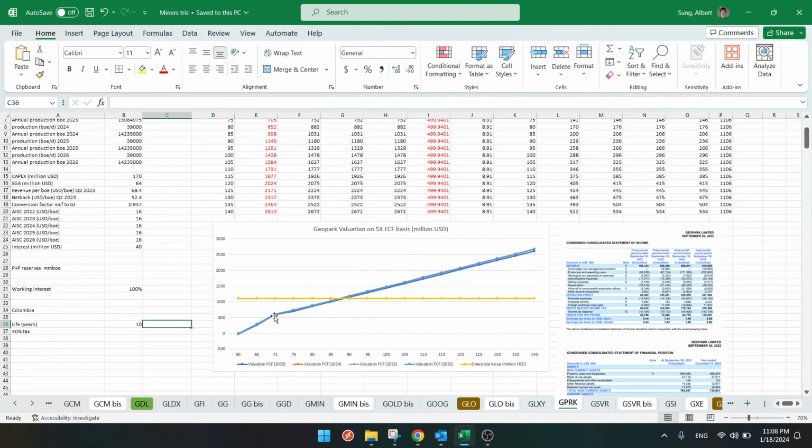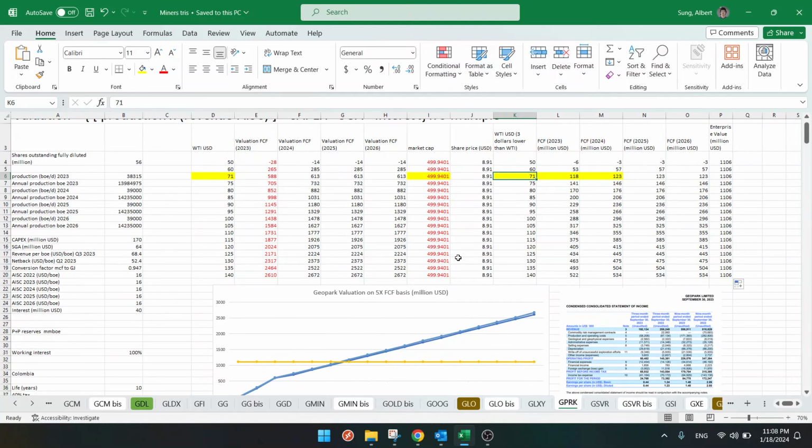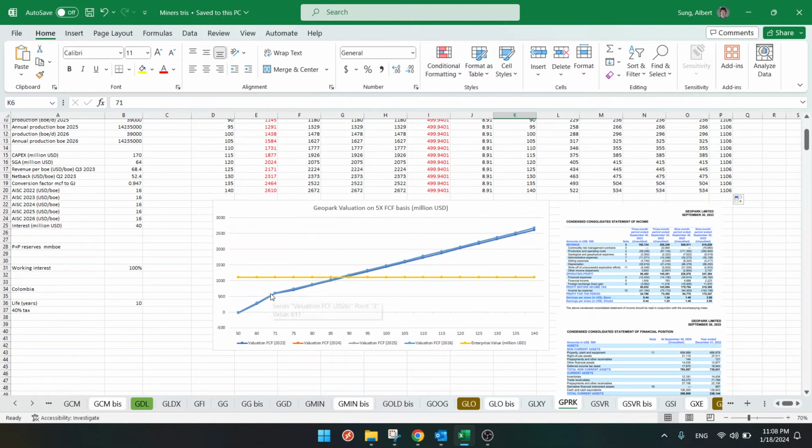So at the current price of 71, WTI minus $3, we are overvalued. Yes, because the enterprise value is double the current valuation of 5 times free cash flow. So it's at 10 times free cash flow now.